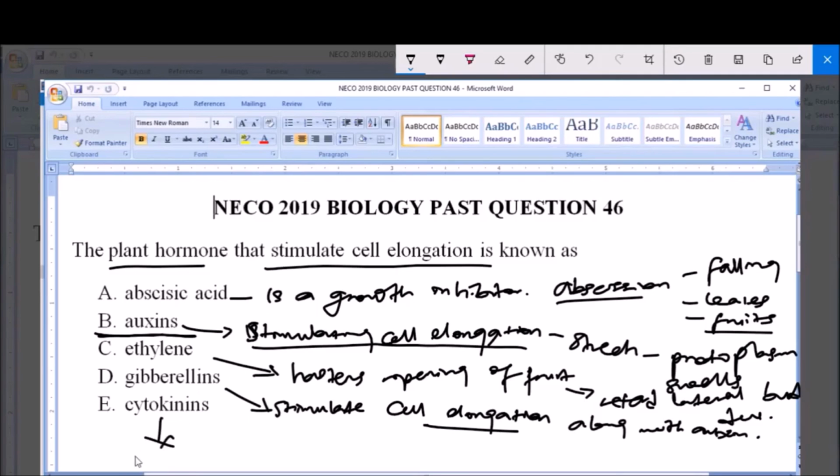Cytokinin, which is option E, is also a hormone that promotes plant growth. It's a growth promoting hormone, and it is produced in the roots. So the answer to this question is option B, auxin. Whenever you see this kind of question where you are asked for the hormone that stimulates cell elongation, and auxin and gibberellin are given in the options, the most correct answer is auxin, because it is the one that is mostly associated with cell elongation.